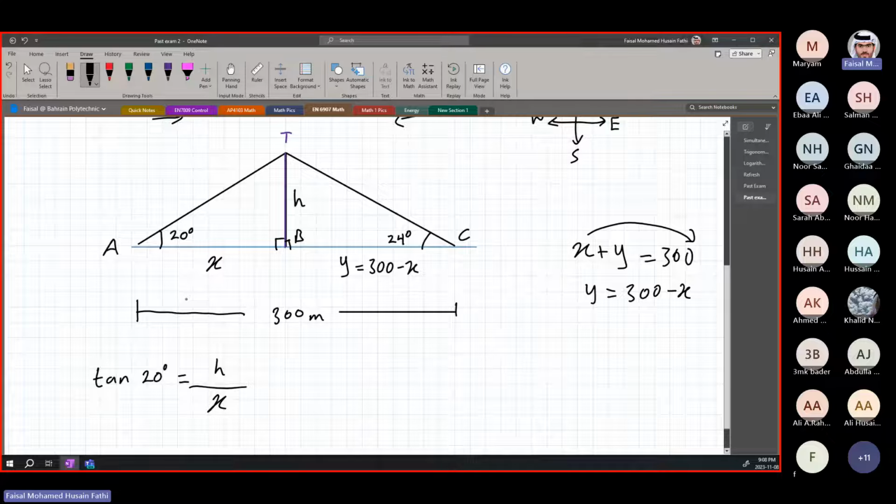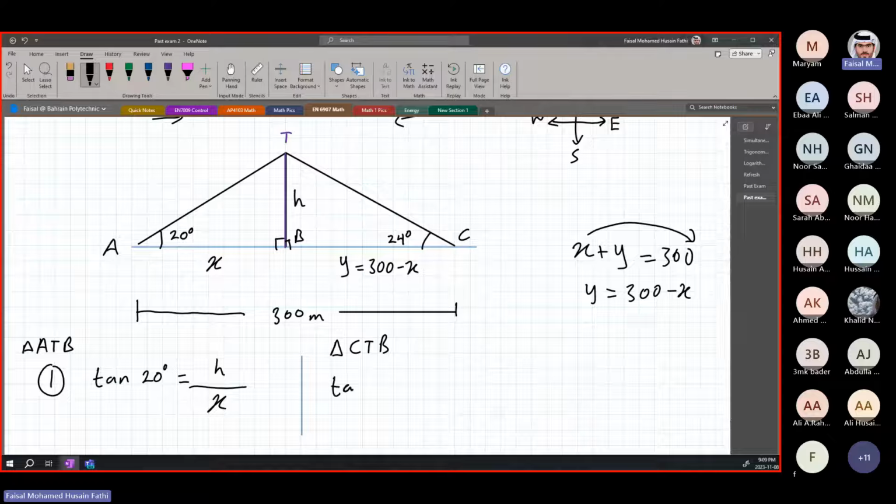I know we have two variables, but we have to solve it this way. So this is our first equation, for the first triangle ATB. Now for the second triangle, triangle CBT or CTB: tan of 24 degrees is equal to opposite, which is h, over adjacent, which is y, or straightforwardly we can say h over 300 minus x.